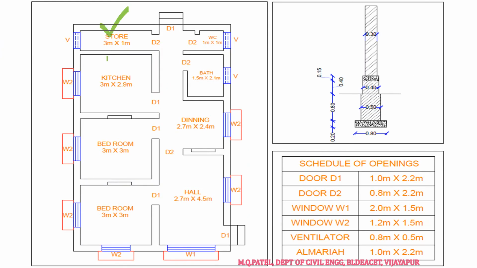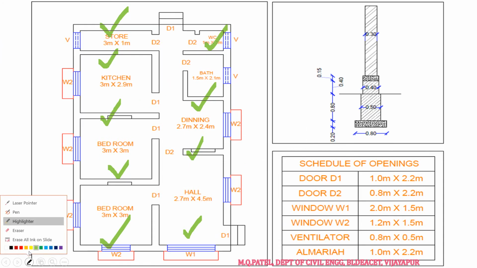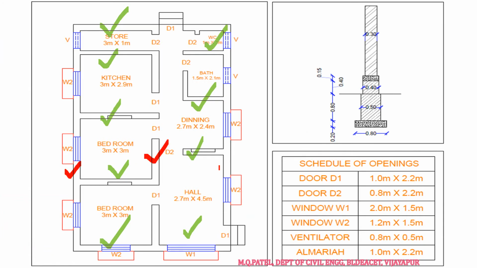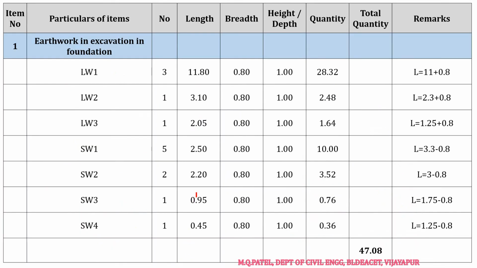So what we have done: this we had taken as short wall 1, these two walls as short wall 2, this as short wall number 3, and this as short wall number 4. Similarly, this we had taken as long wall 1. These three walls are over, only remaining were long wall 2 and long wall 3. In this way, we have completed all the walls, correct?